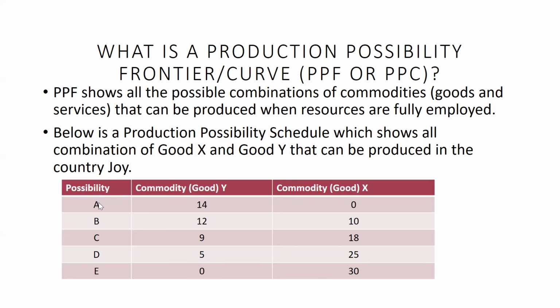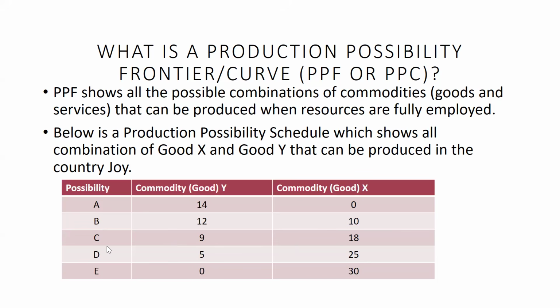If we use all of our resources to produce 14 of good Y, we have no more to produce any of X. If we produce 12 of good Y, we could produce 10 of X. If we produce 9 of good Y, we have enough to produce 18 of X. If we produce 5 of good Y, we have enough to produce 25 of X. And if we produce none of good Y, we can produce 30 of X. That is us using all of our resources at different combinations. Combination A, B, C, D, and E.